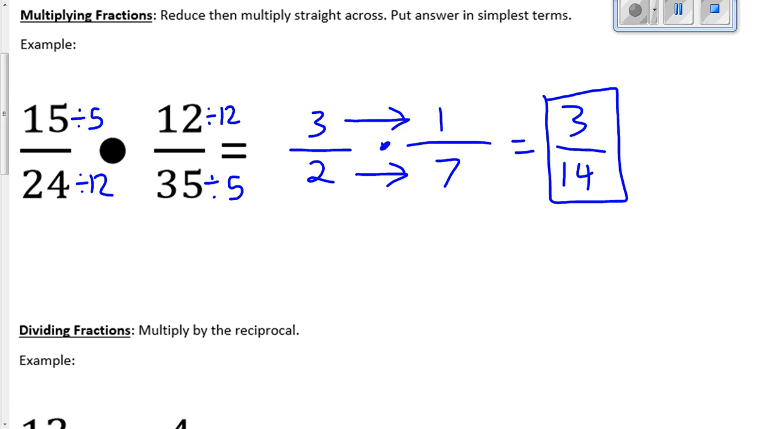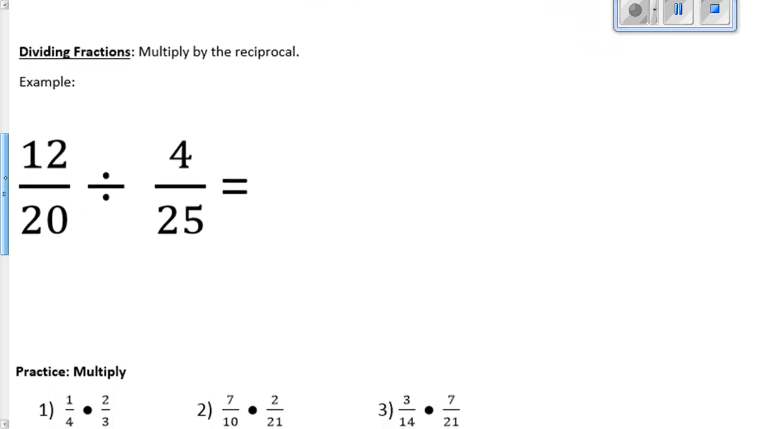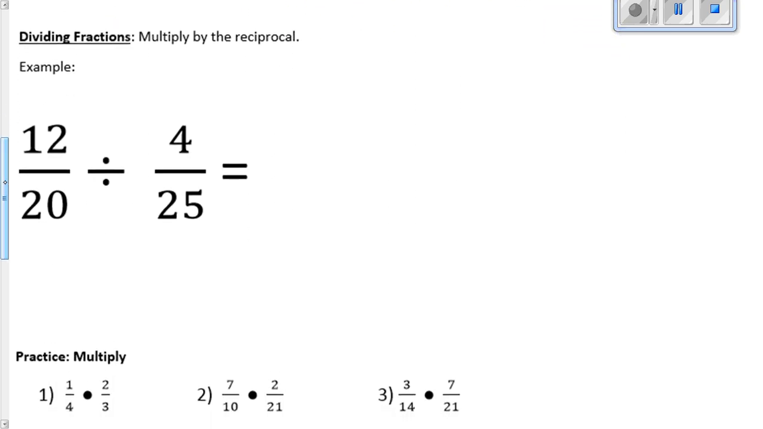You may not always be this efficient. You may have to do some further reducing at the end of the problem, at the answer. That's okay. But because you reduced before you did the full multiplication, that number will be easier to work with. So now that we've seen multiplying fractions, let's look at dividing fractions.